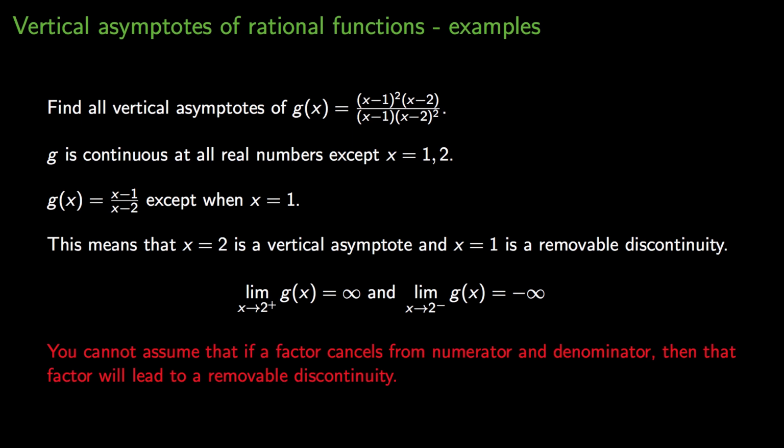Pro tip: you cannot assume that if a factor cancels out from numerator and denominator, then that factor will lead to a removable discontinuity. You might be fooled into thinking that because we were able to pair up and cancel copies of x minus 2 from top and bottom, then clearly there must be a bubble or removable discontinuity in the graph. That turns out to be completely false.